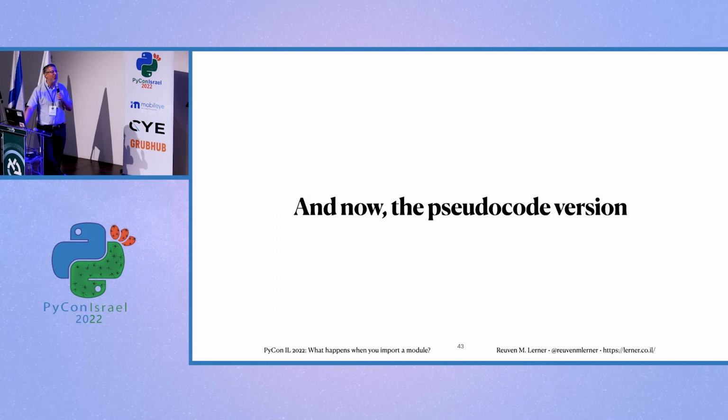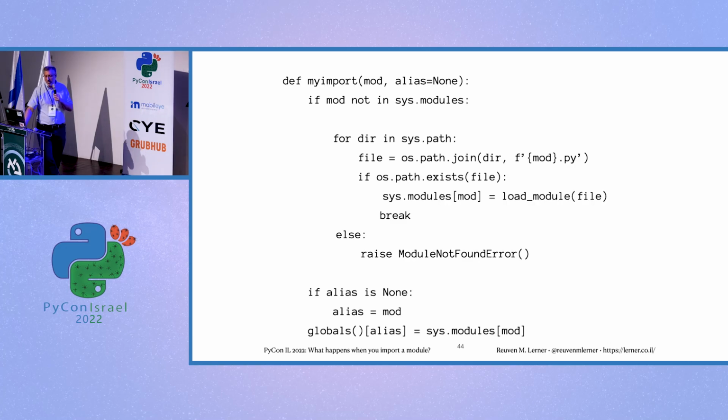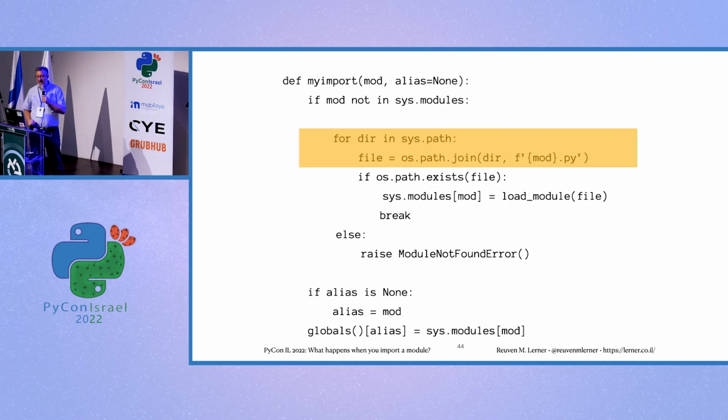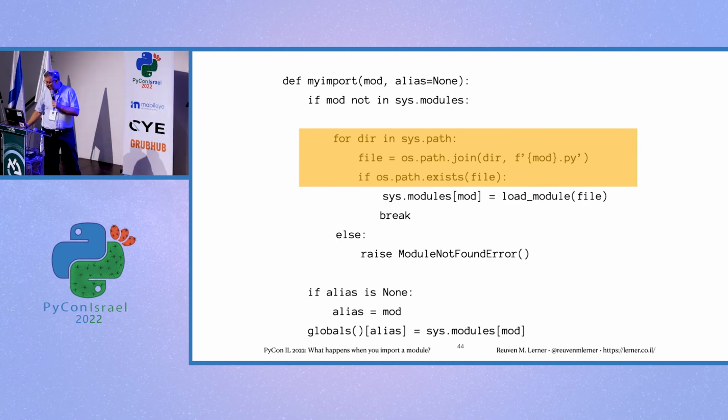So let's do a little pseudocode now to understand what happens when we import. Well, I want to import a module with a potential alias. Where things are going to get more interesting is I'm going to say for one directory in sys.path. So I'm going to go through sys.path one by one. And then I'm going to say, well, let's find that file. Can we find it? I'm going to take the name of the module, add .py to it, look in that directory. Do we see it? If os.path.exists, then yeah, let's load it up and we break.